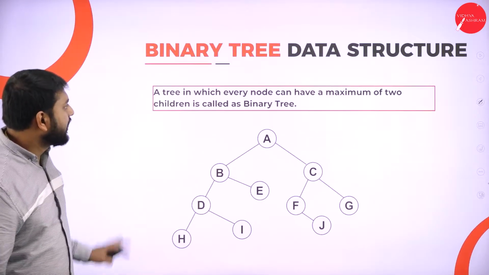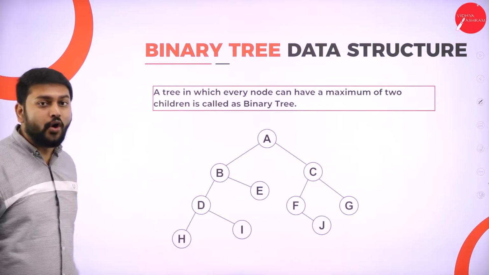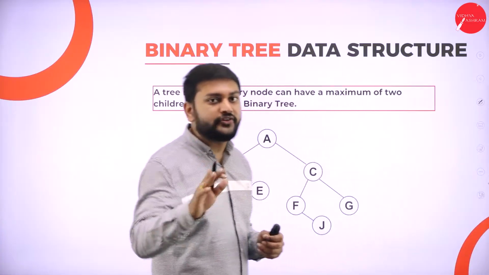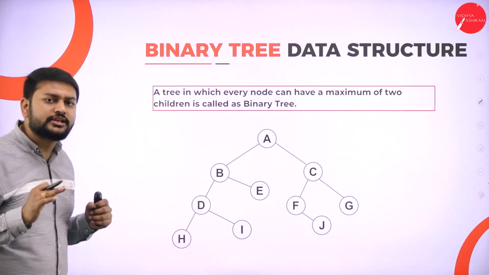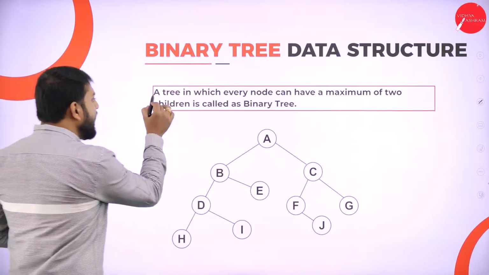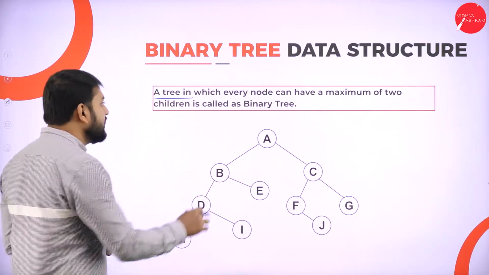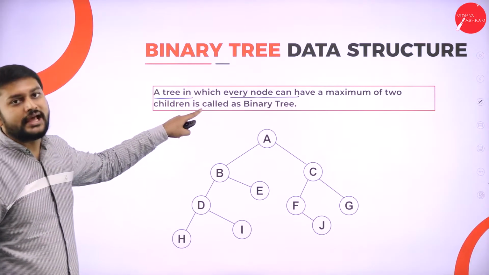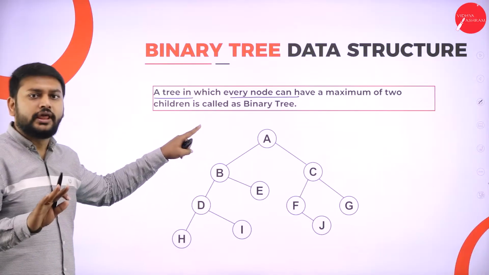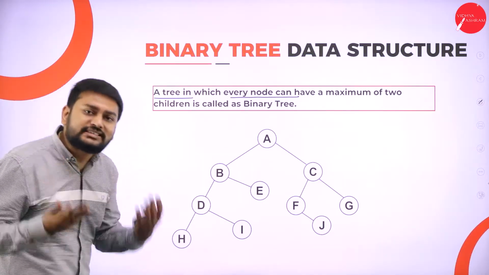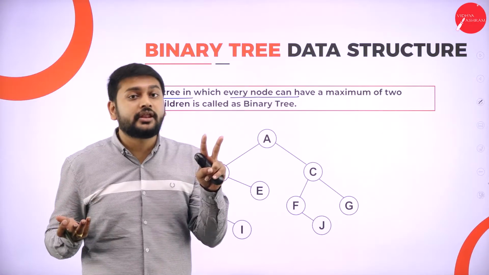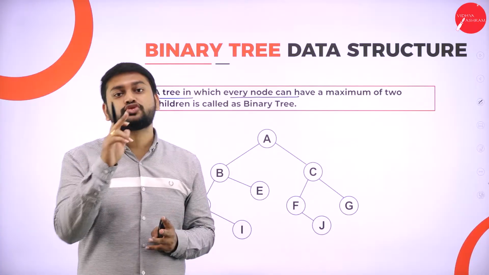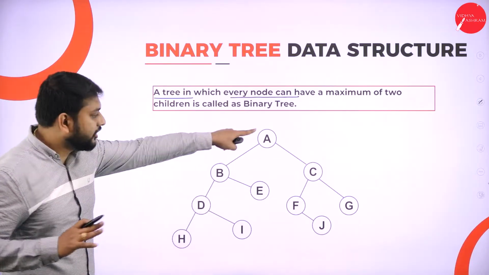Moving forward to the next topic that I have, binary tree data structure. What exactly is a binary tree data structure all about? My dear students, observe and listen to me carefully. What do I call a binary tree? A tree in which every node can have a maximum of 2 children is called a binary tree. Any tree you take, maximum 2 children. Minimum I can have 0 or 1, but maximum 2. That is what you need to remember. So you need to check the condition here.